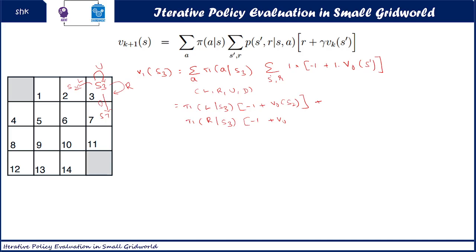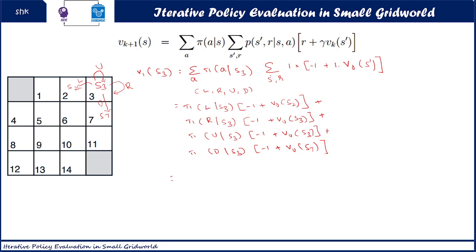So we fall into the same state, that is S3, plus the probability of the action upside from the state S3. Reward is -1. V naught of, in upward we don't have any more state, so we fall into the same state, that is S3, plus the action towards downside from the S3 state. Reward is -1 plus V naught of; when we take an action towards downside, we reach S7, so we take V0 of S7.